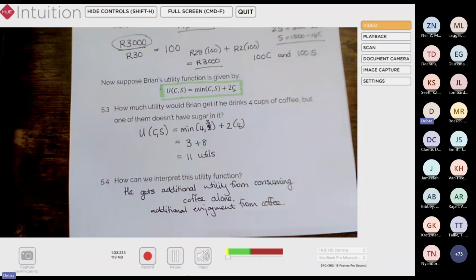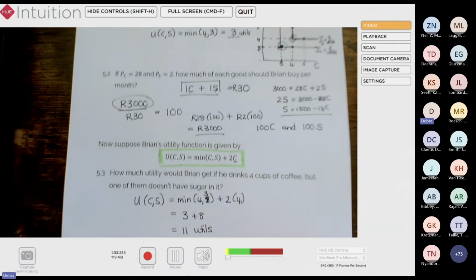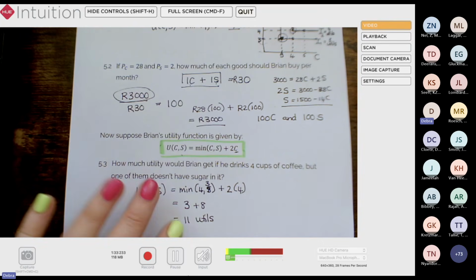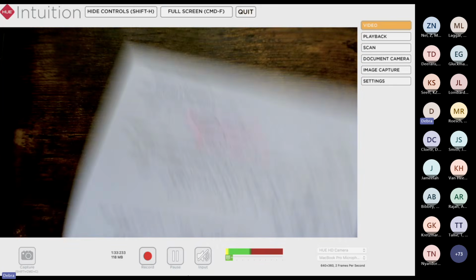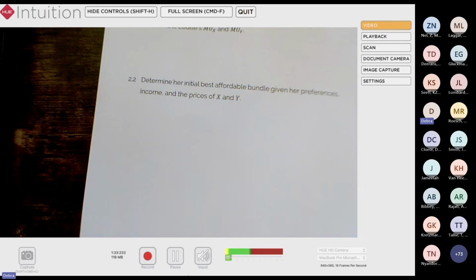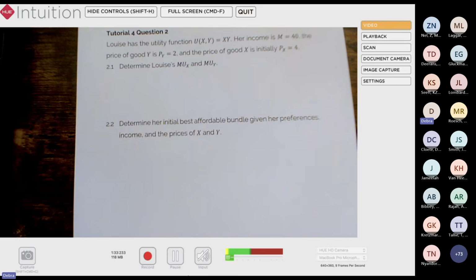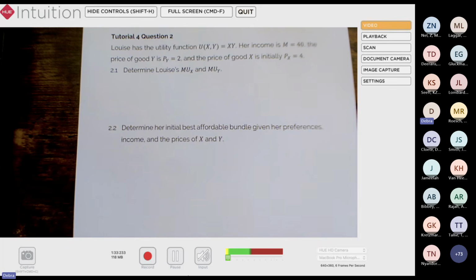Everyone happy with question 5 from tutorial 3? Can I move on to the next question? Okay, great. So I'm going to now move on to a question that now uses a utility function that is neither for perfect substitutes nor perfect complements. So we're now using a utility function that would give us smooth, nonlinear, or convex indifference curves.